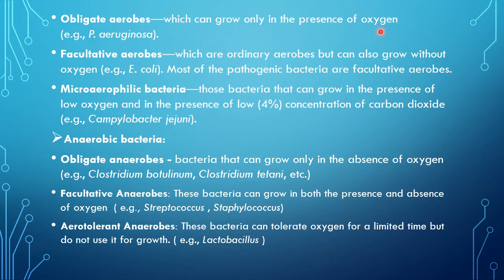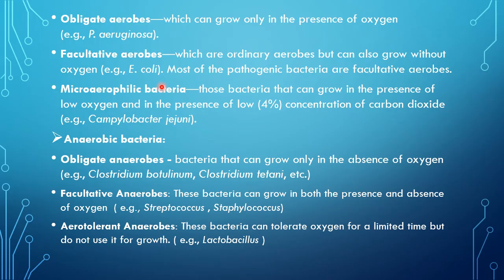So yes, obligate aerobes are strict aerobes. Okay, they can grow and survive only in the presence of oxygen. Without oxygen, they cannot grow and survive. Example is Pseudomonas aeruginosa. And the second type is facultative aerobes, which are ordinary aerobes but can also grow without oxygen.